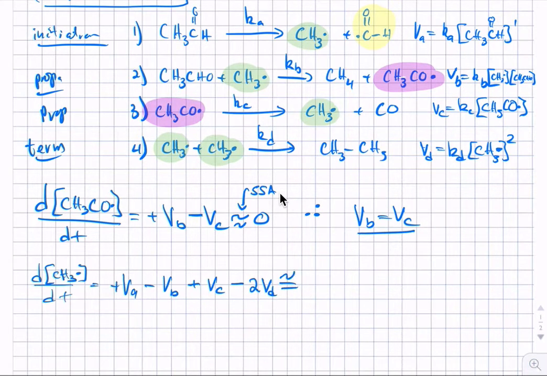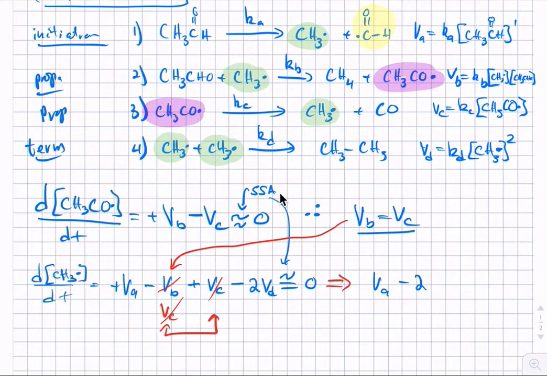And again, here is where we'll apply the steady state approximation. This is where we can make use of looking at these relationships before we replace things. Notice that Vb equals Vc. So what if we replace Vb with Vc? We can replace this as Vc, and therefore these two will cancel each other out. We're going to be left with Va minus 2Vd equals 0, or Va equals 2Vd.